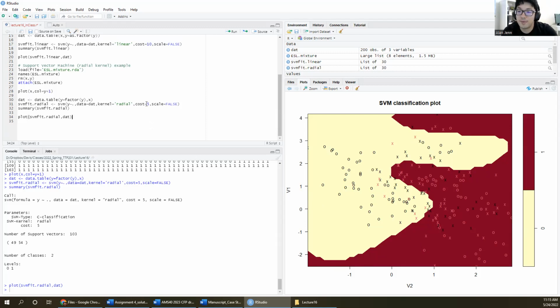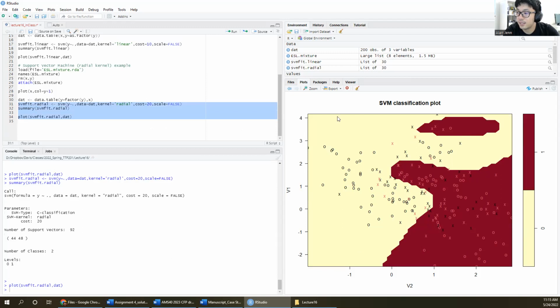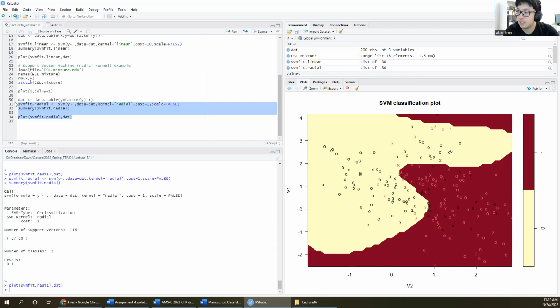And you can mess around with your cost to see how well it does. So you can see it looks something like this if I increase the cost, or if you decrease it.